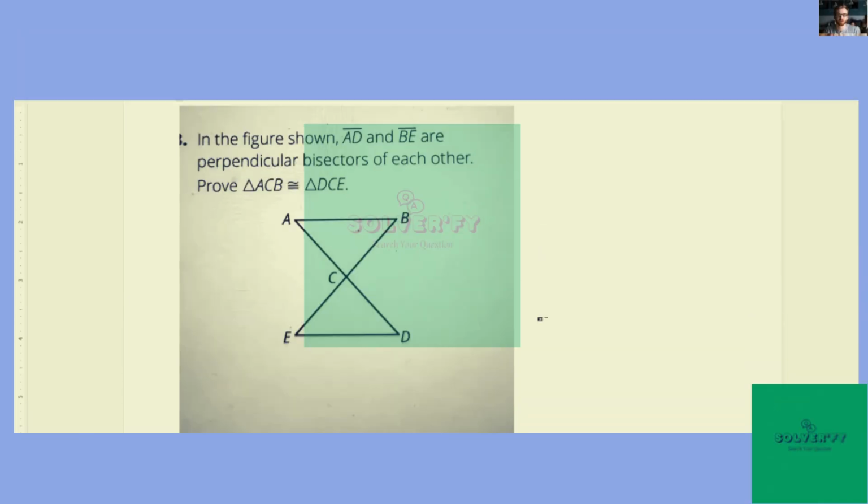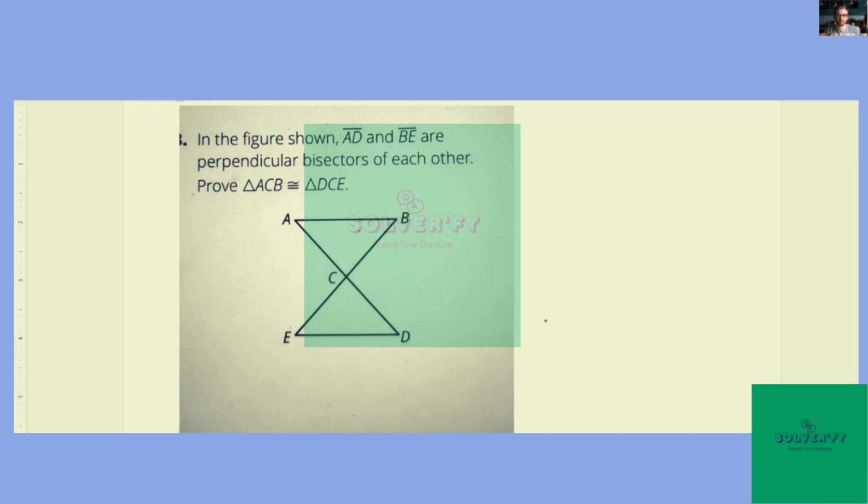In this question, we're given that AD and BE are perpendicular bisectors of each other. And so we're going to use that information to prove that triangle ACB is congruent to triangle DCE. Now, let's start by writing our statements and reasons.